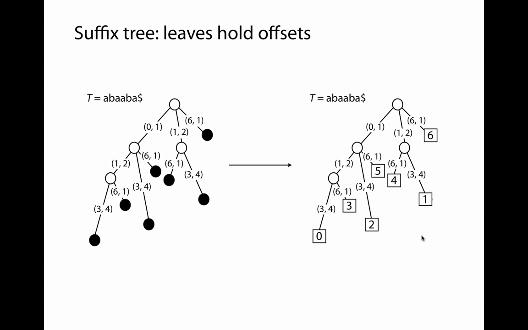So let's just do one more example. This node up here has offset 6, 0, 1, 2, 3, 4, 5, 6, because it corresponds to the shortest suffix, the suffix that just consists of the $ sign.